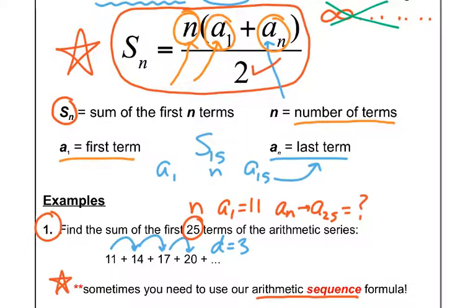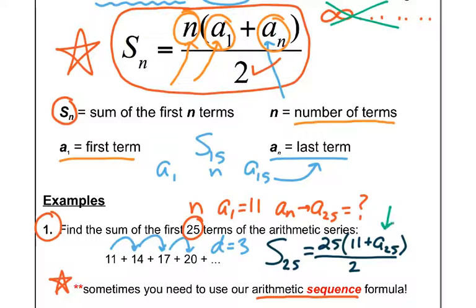Okay. Let's go and plug in what we know so far. This is S sub 25, because there's 25 terms, equals n is 25 times a sub 1 is 11 plus the last term, which would be a sub 25, which we don't know, and we're going to find out in just a sec, divided by 2. All right, that's the sum. But you see here, we did get a little stuck over here trying to find a sub 25. Well, let's see if we can find it. Let's use our handy-dandy formula that we learned previously, this one.